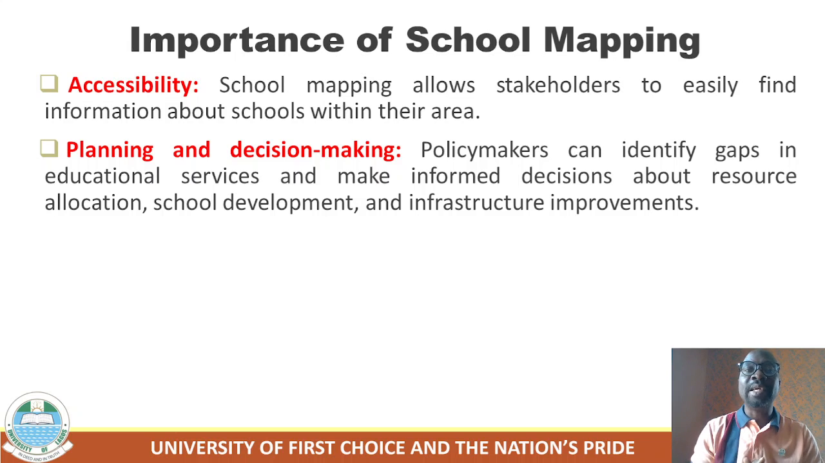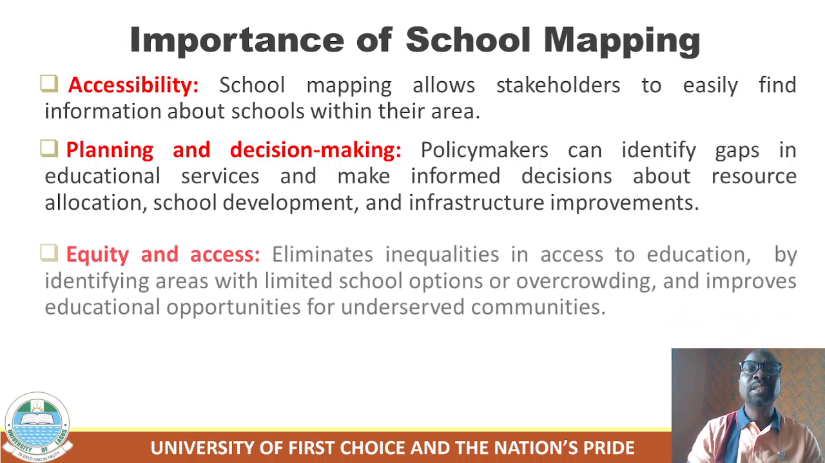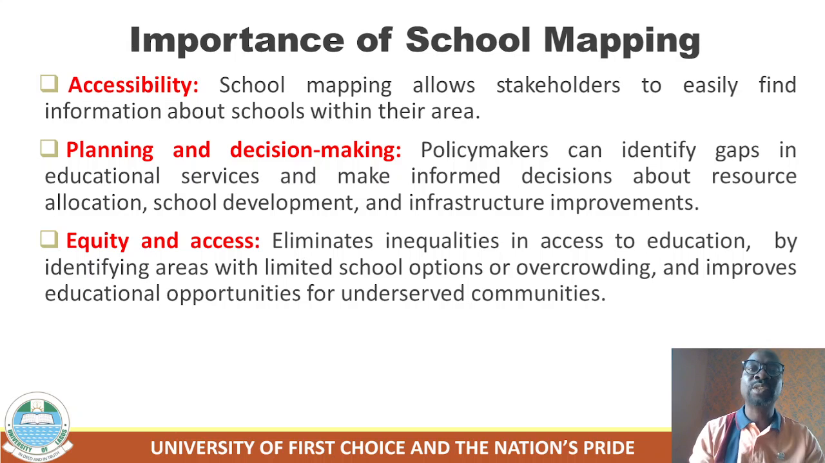When we embark on a school mapping exercise, the essence is to restructure. The essence is to identify locations where new schools are to be located. The essence is to identify gaps. And when we identify gaps, we as policymakers will be able to make informed decisions. Decisions that border on resource allocation, school development, infrastructure improvements, and in fact, decisions that have to do with staff requirements. To that extent, school mapping is very, very important.